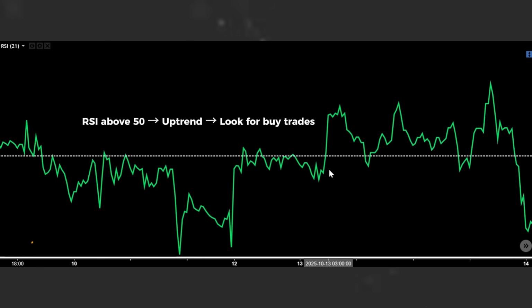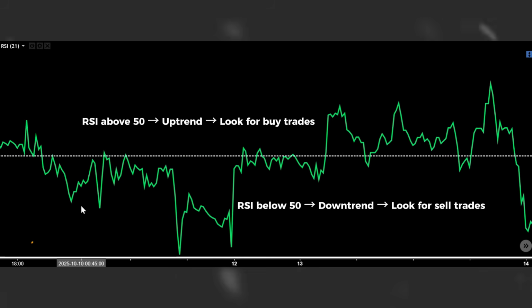When RSI is above 50, it shows an uptrend and we only look for buy trades. When RSI is below 50, it shows a downtrend and we only look for sell trades. It's important to use RSI as a trend filter because it keeps you out of trades that could give false signals when the market is just moving sideways. Instead of taking random trades, you only trade in the direction of the trend where the high probability setups are.